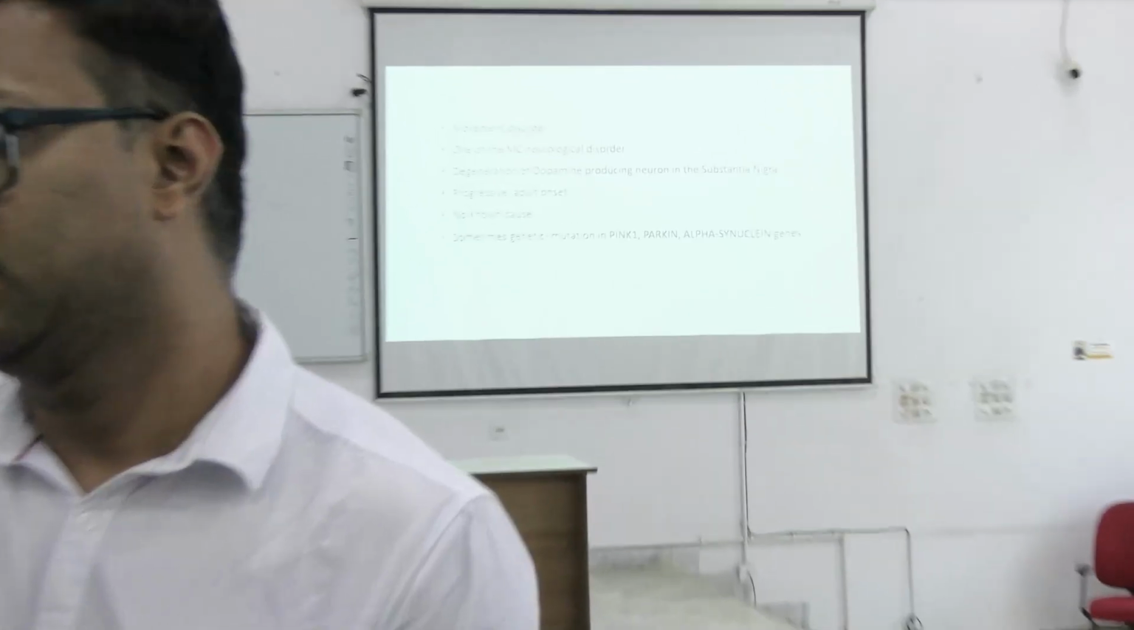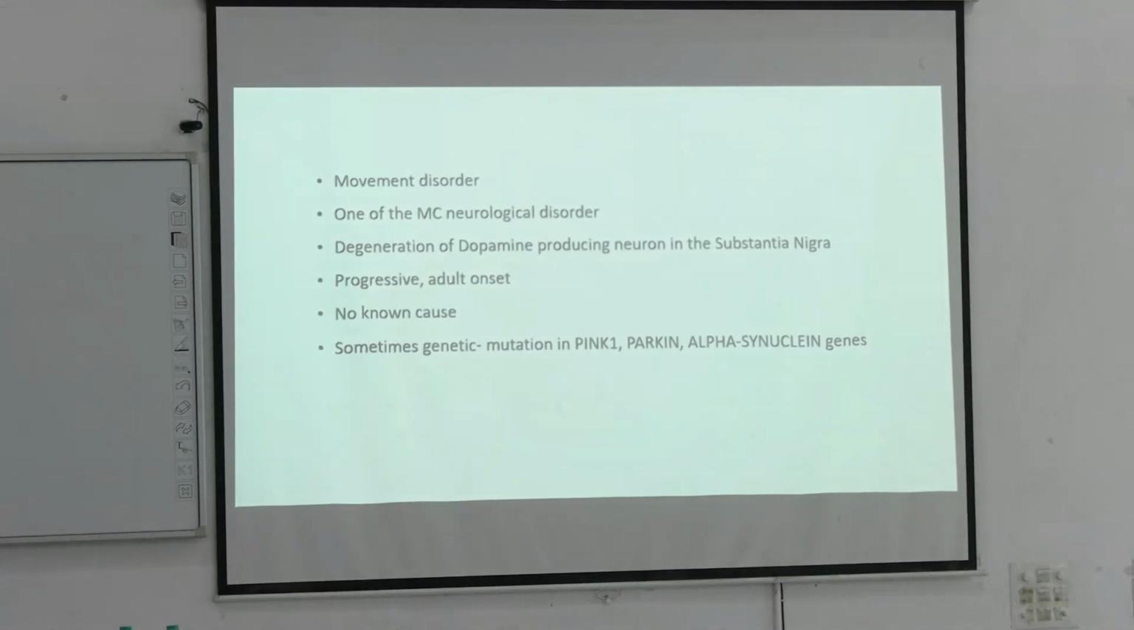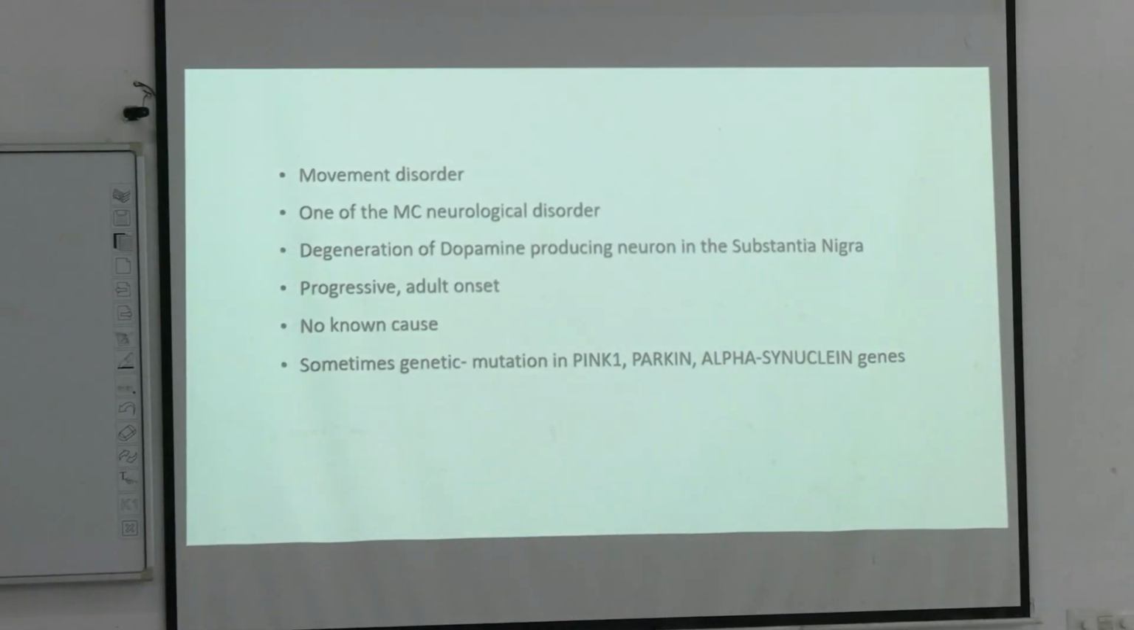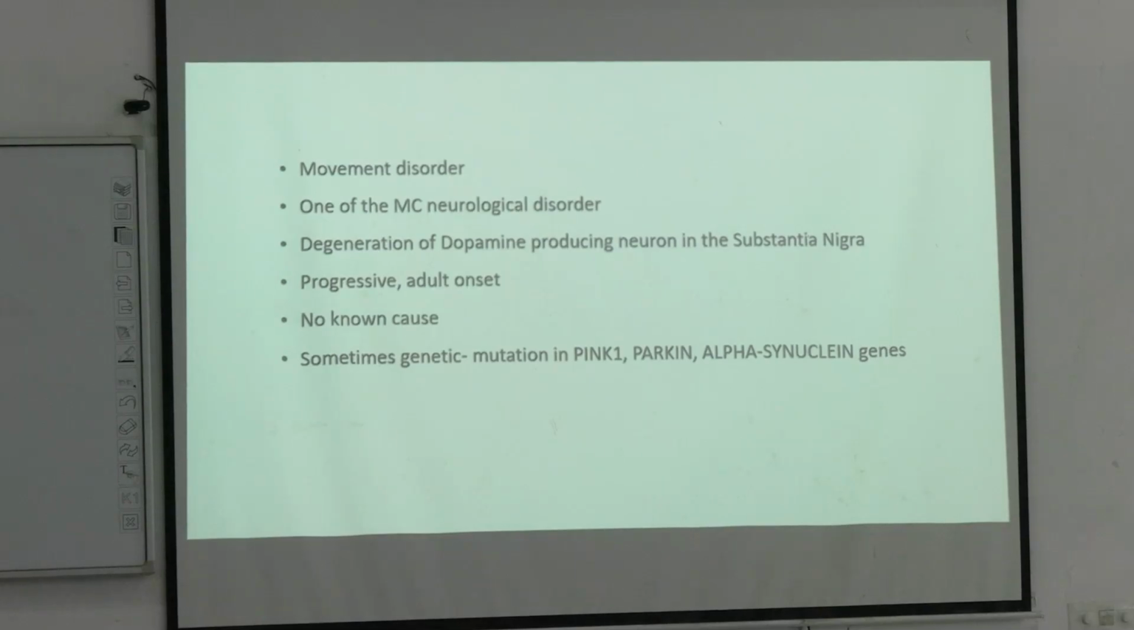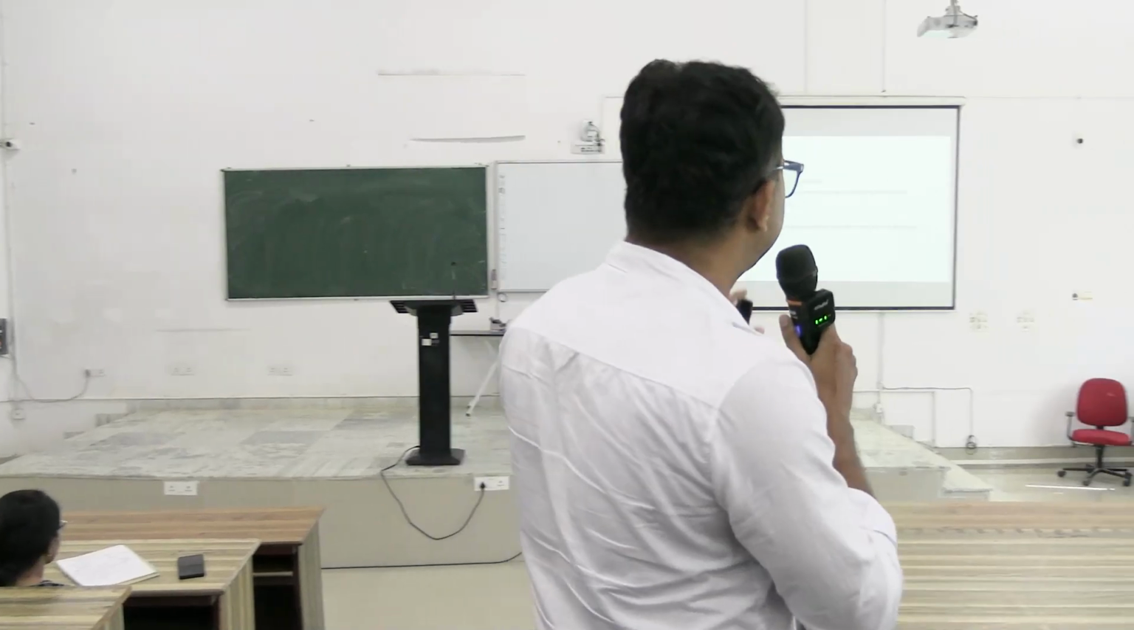It is basically due to degeneration of dopamine-producing neurons in the substantia nigra pars compacta. The substantia nigra is a very important part of the basal ganglia, located in the midbrain, and it has lots of neurons which contain dopamine. Specifically, there is loss or degeneration of these neurons. Nobody knows how these neurons degenerate. There are multiple factors responsible for it. So the basic pathophysiology is degeneration of dopaminergic neurons.